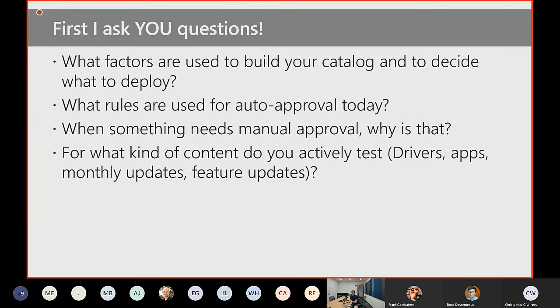We already talked about this. Let's skip a bunch of these. This is a good one. For what kind of content do you actively test? Do you test cumulative updates every month, or do you just let them roll? And then the same for feature updates or big updates. And what does your testing look like?